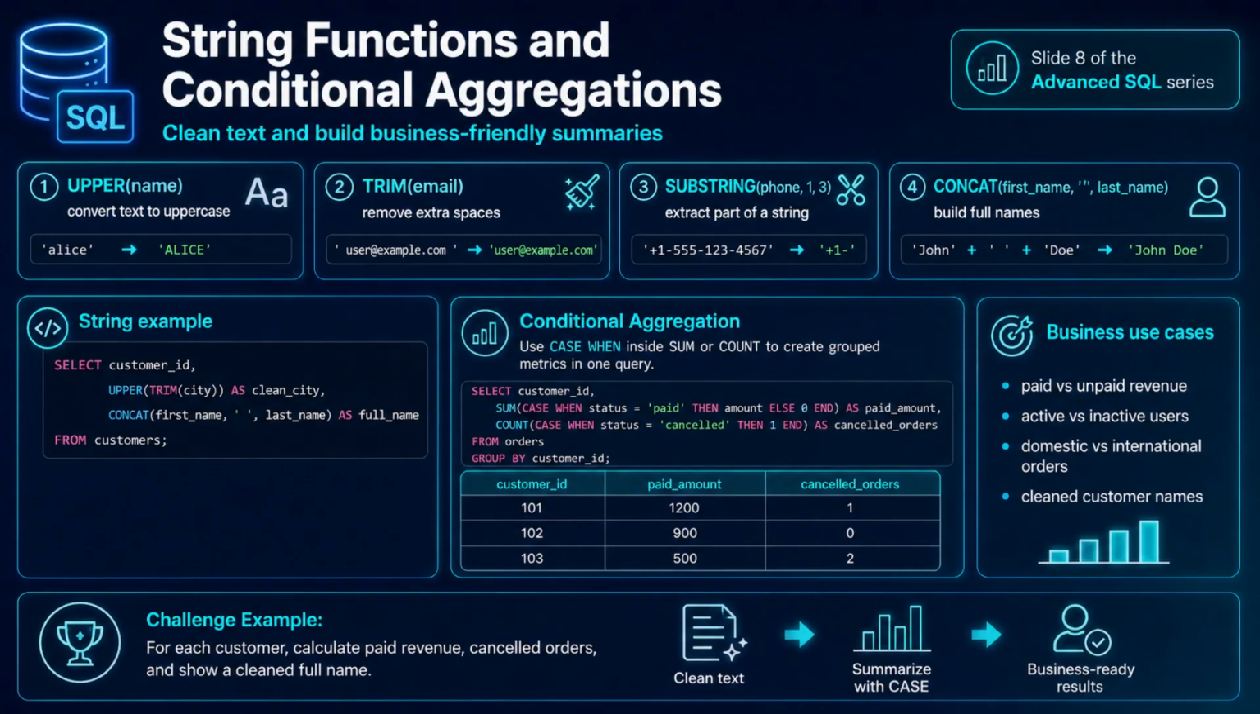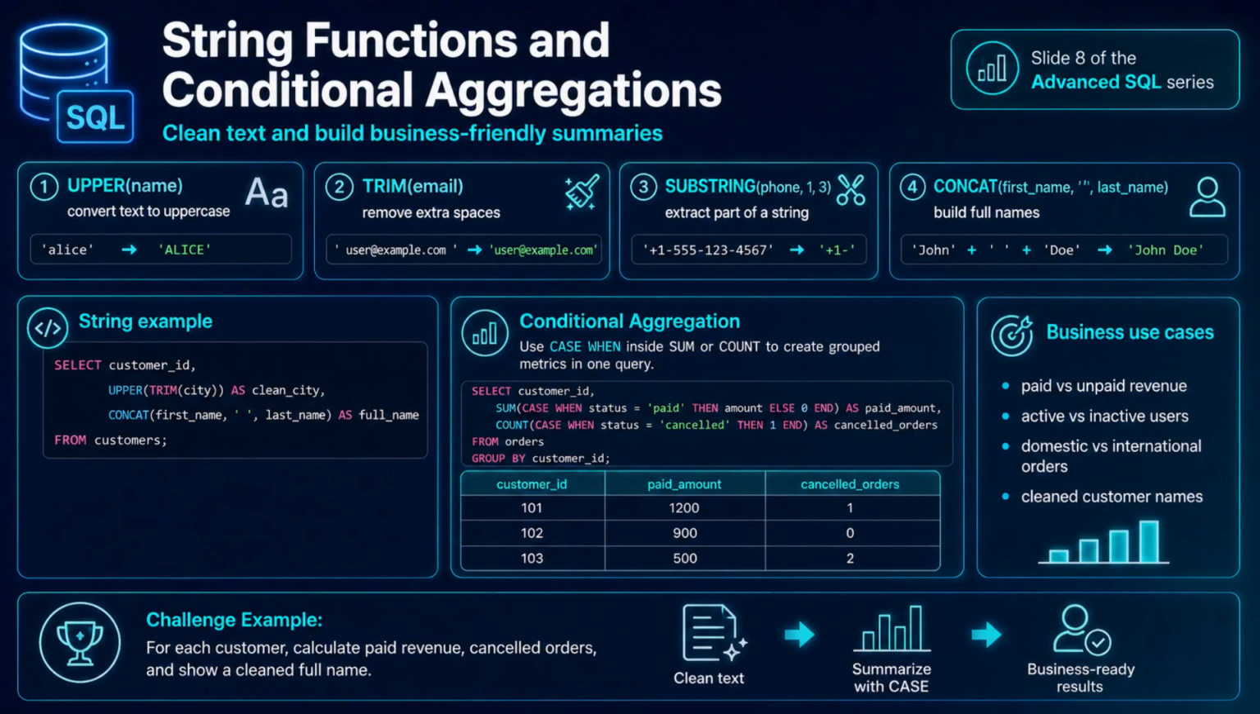Now let us move to conditional aggregation. Conditional aggregation means using CASE WHEN inside SUM or COUNT. This lets us create multiple business metrics in one query. For example, we can calculate paid revenue using SUM(CASE WHEN status = 'paid' THEN amount ELSE 0 END). We can also count canceled orders using COUNT(CASE WHEN status = 'canceled' THEN 1 END). This creates a customer-level summary with paid amount and canceled orders.